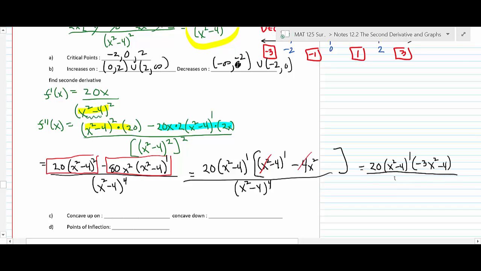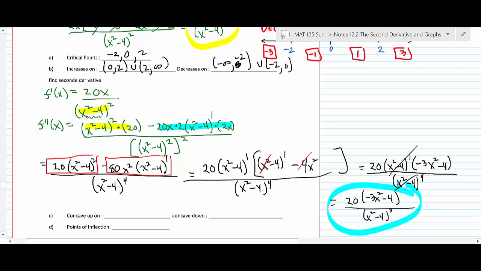There is one other thing that you can do. Do you see that? You can cancel the x squared minus 4. One of those cancels, doesn't it? So if one of them cancels, what's left down there? 3 of them. There's 1 there, 4 there, there's 3 left over. So for your second derivative you would have this 20, one of those cancels out, leaving a third power. So you have x squared minus 4 to the third. Then you have negative 3x squared minus 4 like that. Okay, that's our simplified second derivative. See, that gets messy.